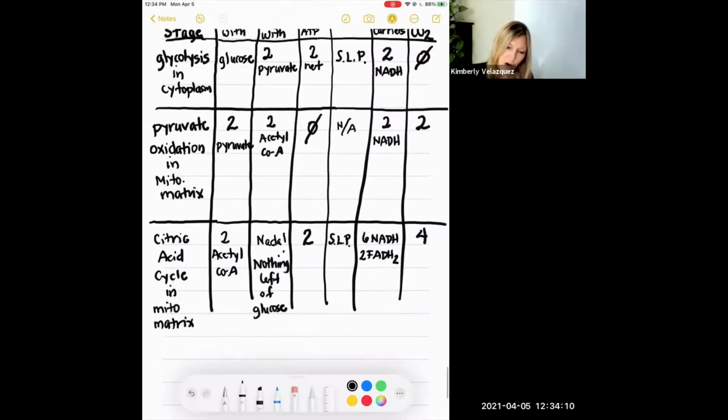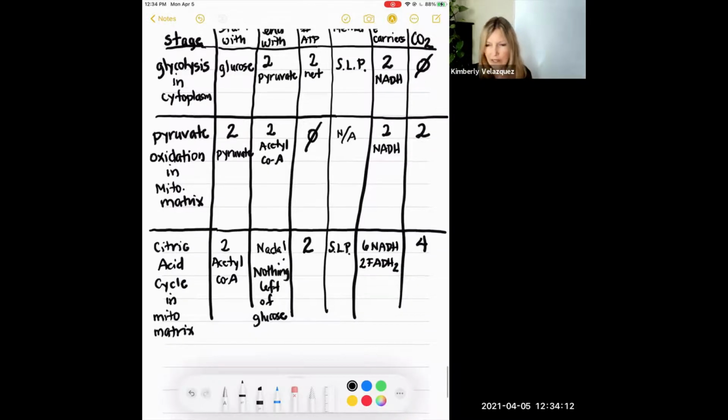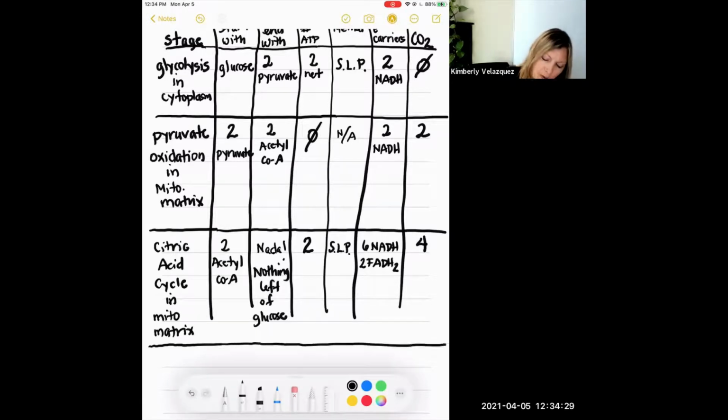So now all of the potential energy is in those electron carriers because glucose has broken down. It's been released as CO2. The hydrogens are being carried by the electron carriers. At the end of the citric acid cycle, that's where all the potential energy is now, is in those electron carriers. That's a really important point. And there is a question on the worksheet about that to point out how important that is.